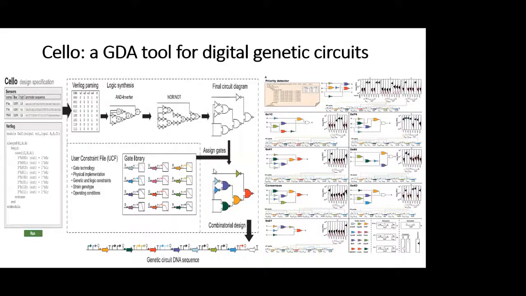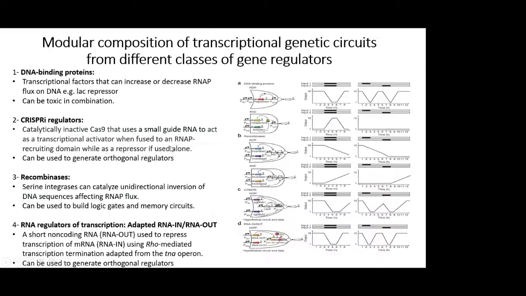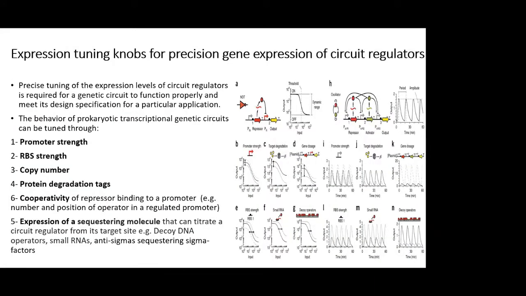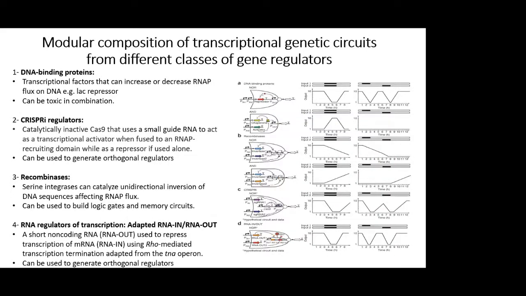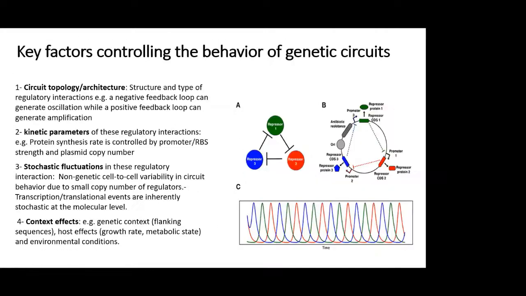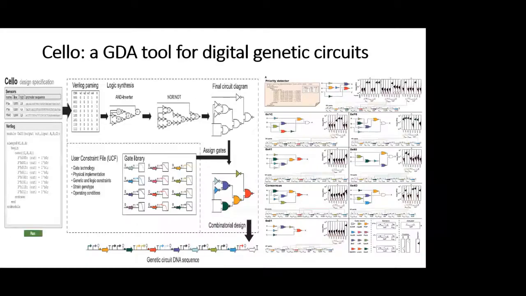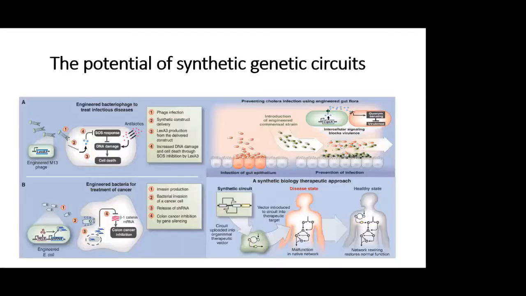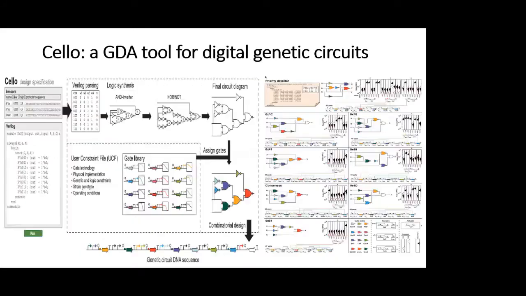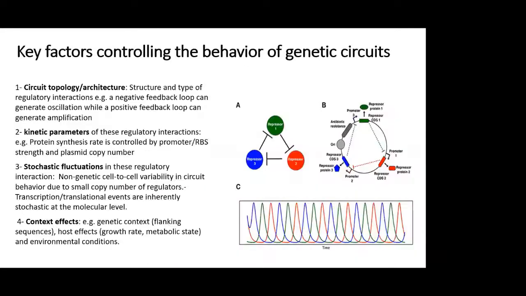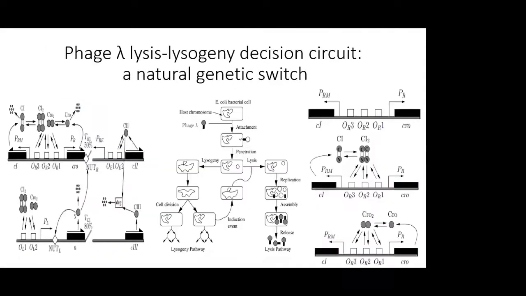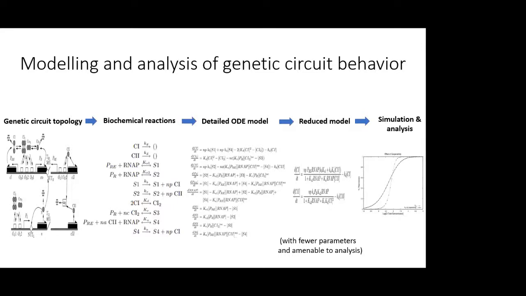I'd like to let you know that, because of time restriction, I didn't go over some points, like explaining how to model and simulate and analyze genetic circuits, and how to go from circuit topology. First of all, how to select a circuit topology, because this is very important.